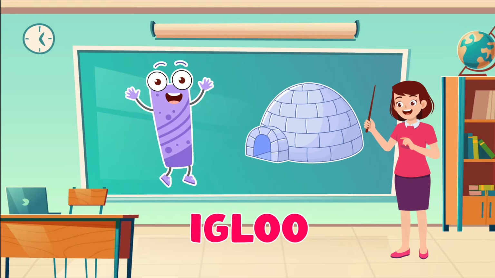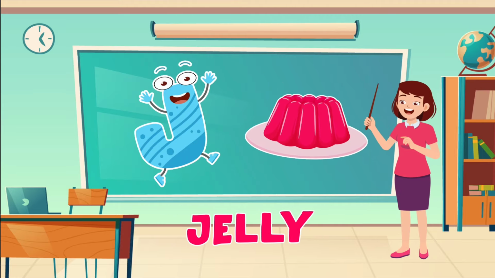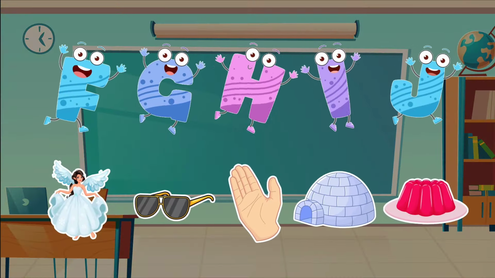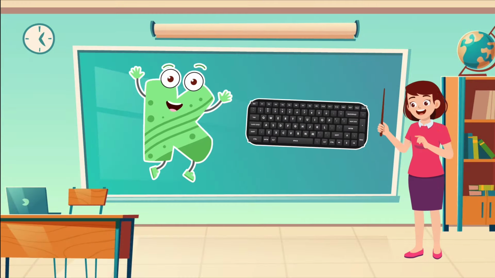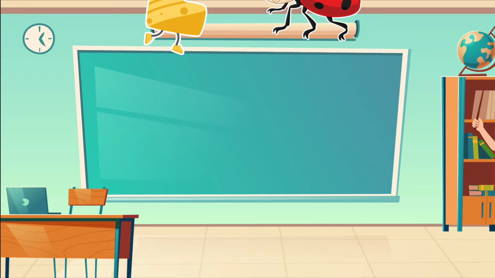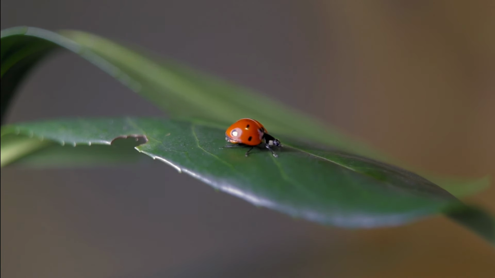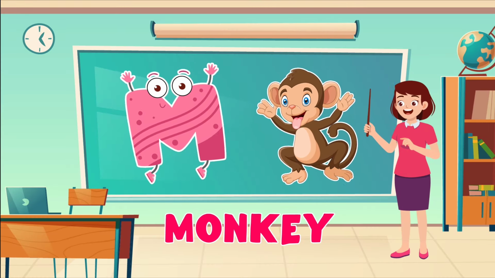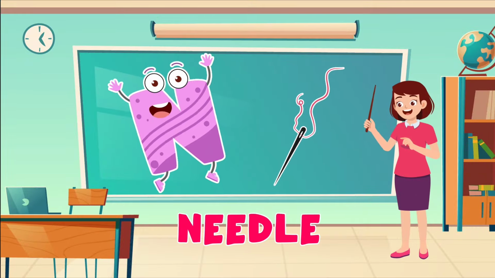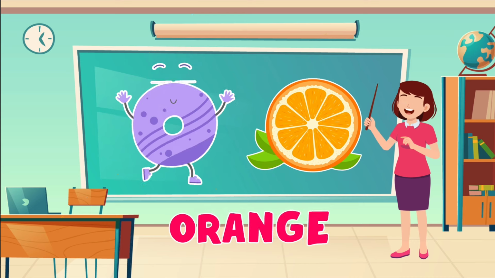Igloo. K is for keyboard. Keyboard, K, keyboard. L is for ladybug. Ladybug, L, ladybug. M is for monkey. Monkey, M, monkey. N is for needle. Needle, N, needle.